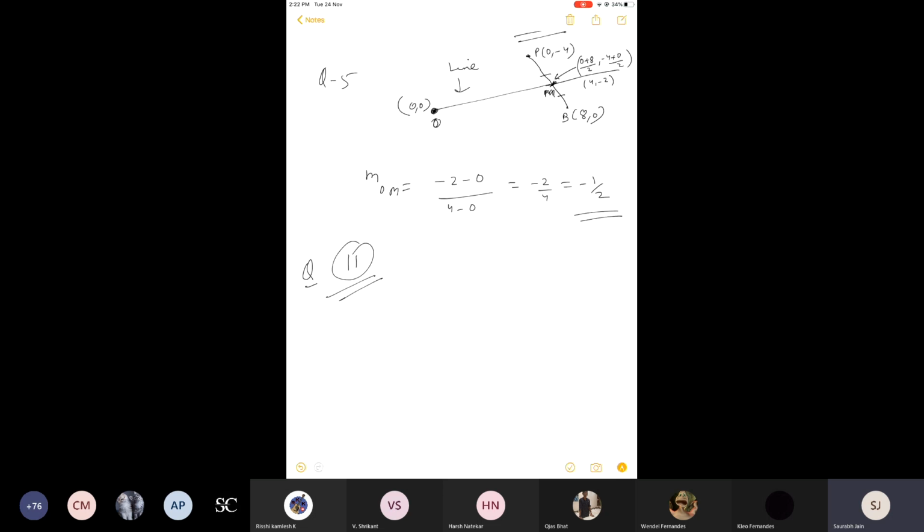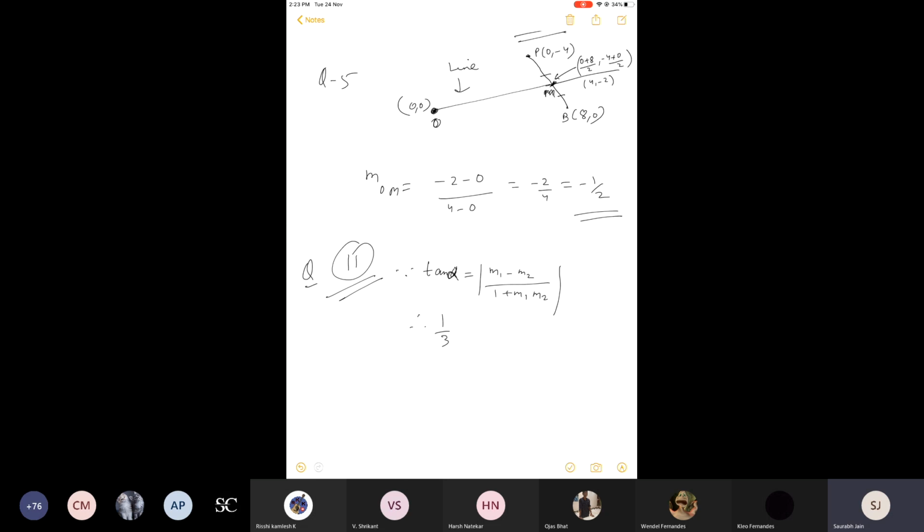The slope of a line is double of the slope of another line. Tangent of the angle between them is 1 by 3. Find the slope of the lines. Okay. So this question is based on the formula that tan alpha equals mod of m1 minus m2 upon 1 plus m1 m2. This is the formula for angle between two lines, and this value is given as 1 by 3.